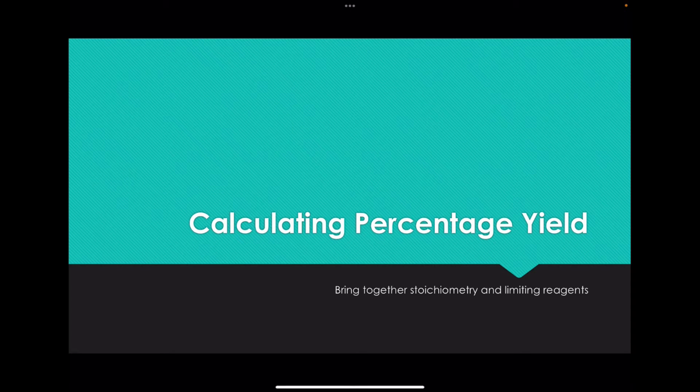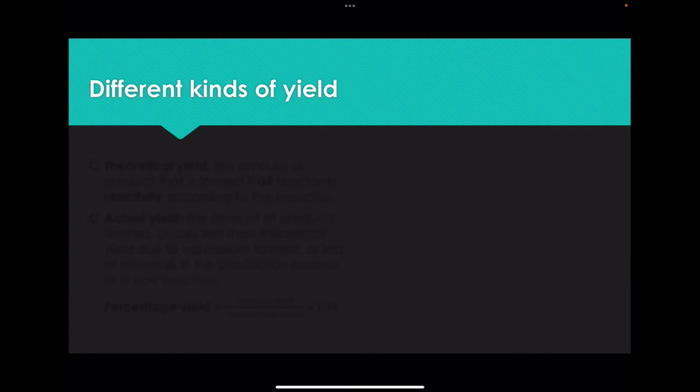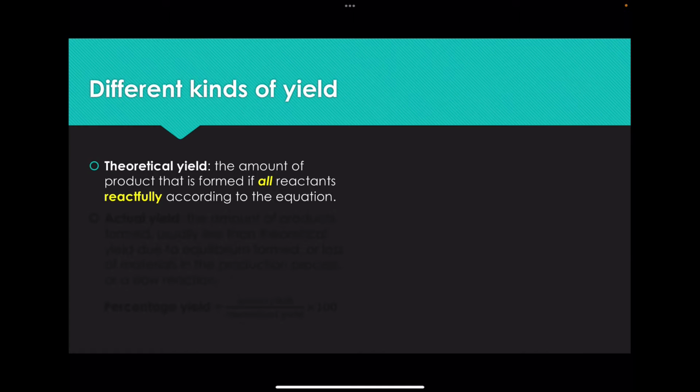Calculating percentage yield. This topic really brings together stoichiometry and limiting reagents. First, there are different kinds of yield in the same formula that we will be using. The first one is called theoretical yield, which refers to the amount of product that's formed if all the reactants react according to the equation.